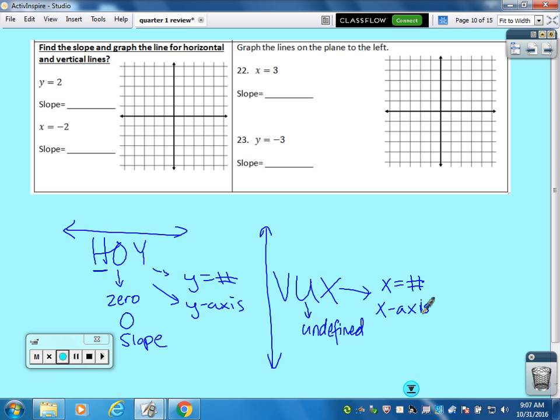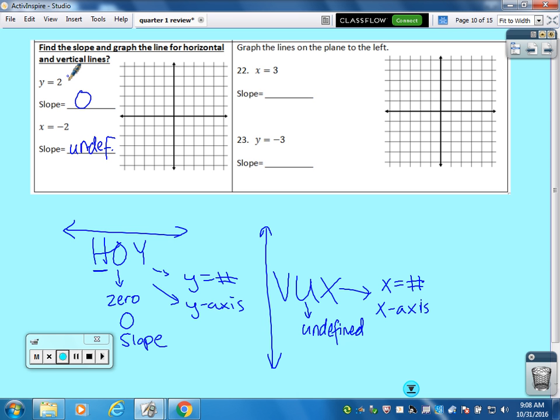So I'm going to graph two lines on this one plane right here, and I'm going to pull out their slopes. So right away I see I only have a Y in this equation, so I know that's a HOY, which has a 0 slope. So down here this must be a VUX, and it is, and that's my undefined slope. You can abbreviate that if you need to.